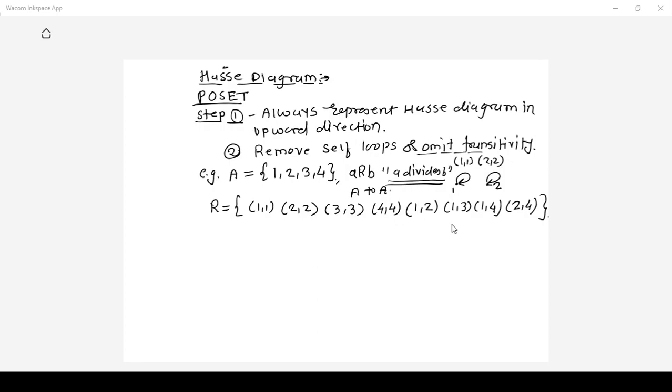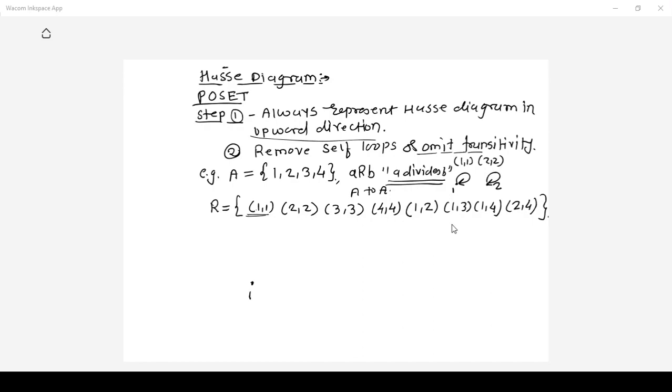Now, as per the definition of Hasse diagram, it is used to represent a partial order relation or poset. Meaning this relation R can be represented in a Hasse diagram. How? We will follow the steps. What is the first step? Always a Hasse diagram is drawn in upward direction. So we should start from, let us say, the first element in the set, 1, and it is there in the relation pair also. So I can take 1 somewhere here.